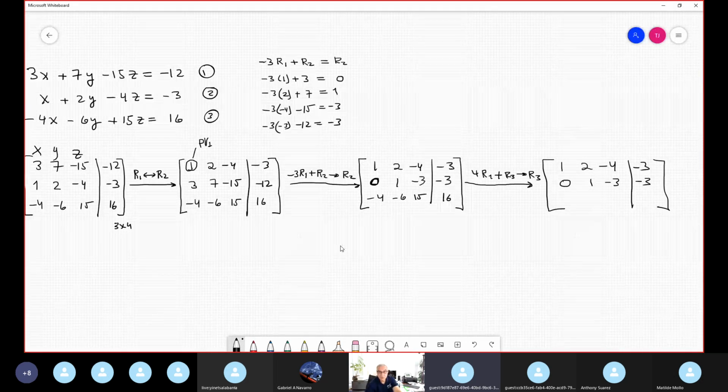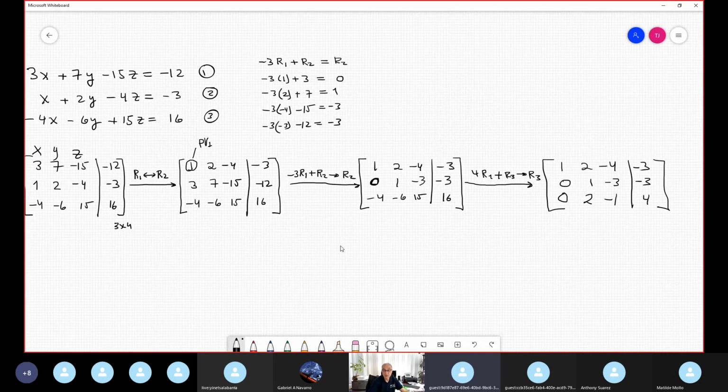So 4 times 1 is 4, minus 4 is 0. You understand where this 0 comes from? 4 times 2 is 8. 8 minus 6 is 2. 4 times negative 4 is negative 16, and negative 16 plus 15 is negative 1. And finally, 4 times 3 is 12, and negative 12 plus 16 is 4. Positive 4. You follow me?